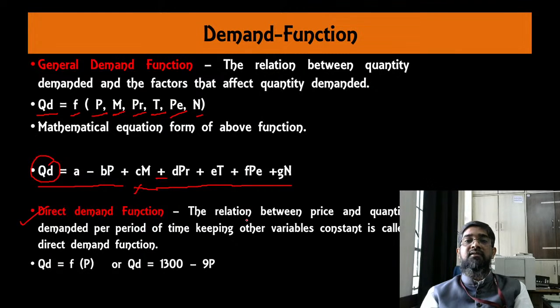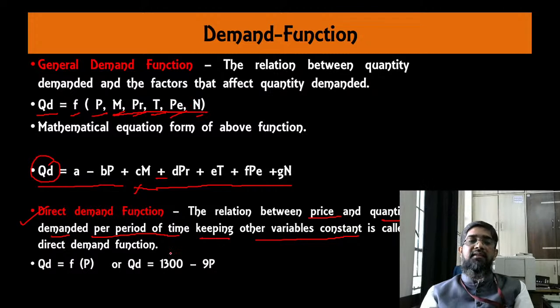डायरेक्ट डिमांड फंक्शन is the relation between price of the commodity and quantity demanded per period of time, keeping other variables as constant. आप यहाँ देख सकते हो all other variables are kept constant. Then we try to see the relation between quantity demanded and price. Okay? अच्छा ठीक है अल्फिया, आई जस्ट रिपीटेड.